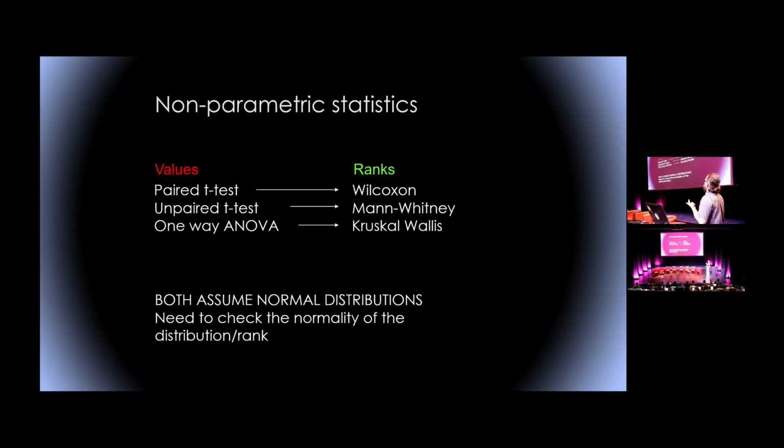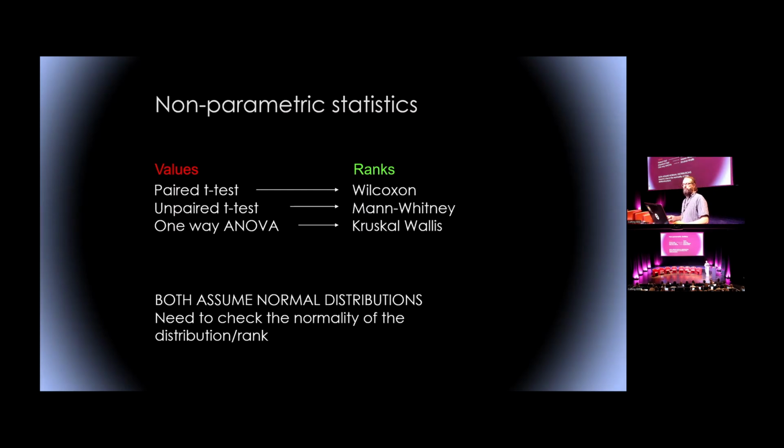This is the difference between parametric and non-parametric statistics. On parametric, you have the paired t-test, unpaired t-test, one-way ANOVA. On rank, you have Wilcoxon, Mann-Whitney, Kruskal-Wallis. You're usually advised to use these, as they are more robust to outliers. But what's important here is that they still both assume a normal distribution. In both cases, the normal distribution of the rank.